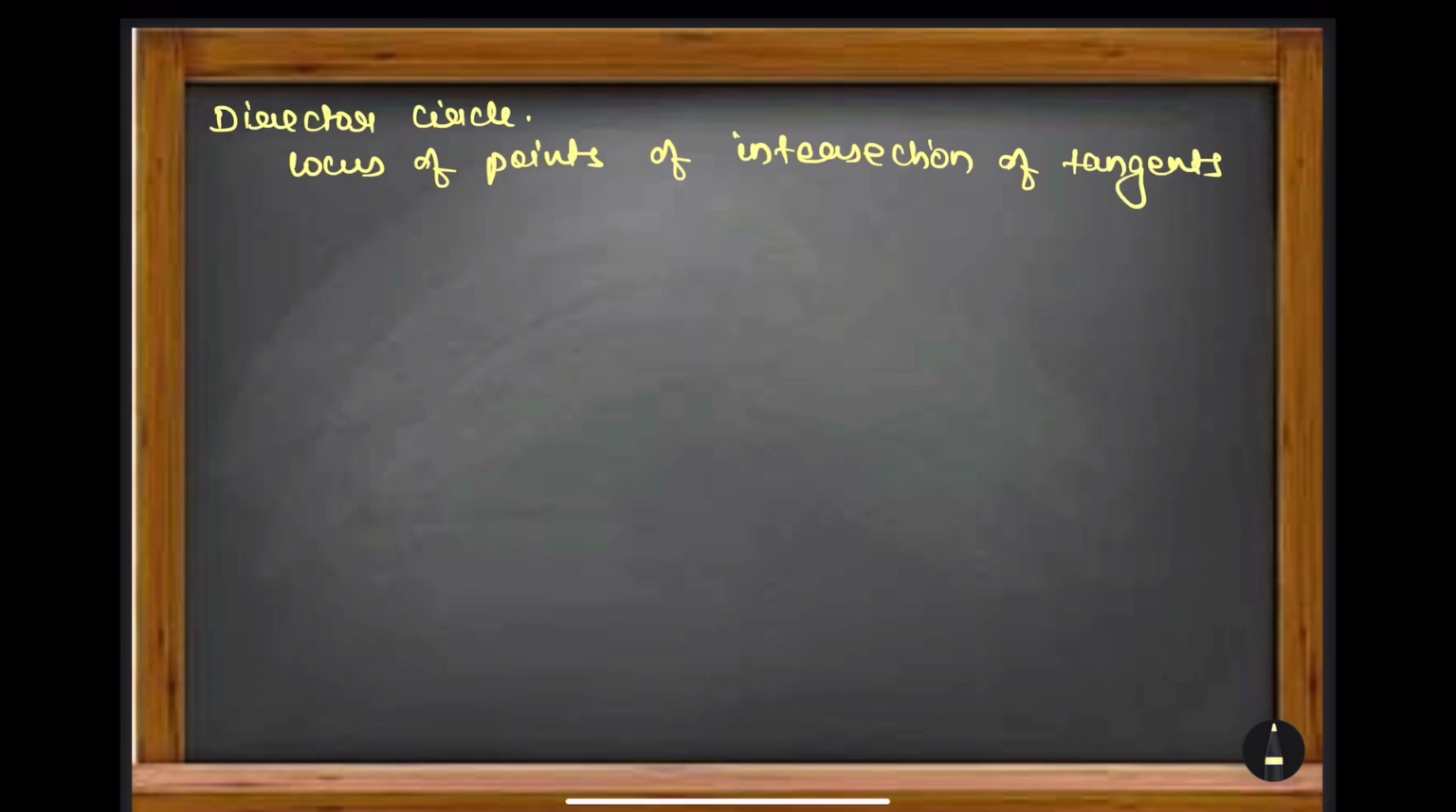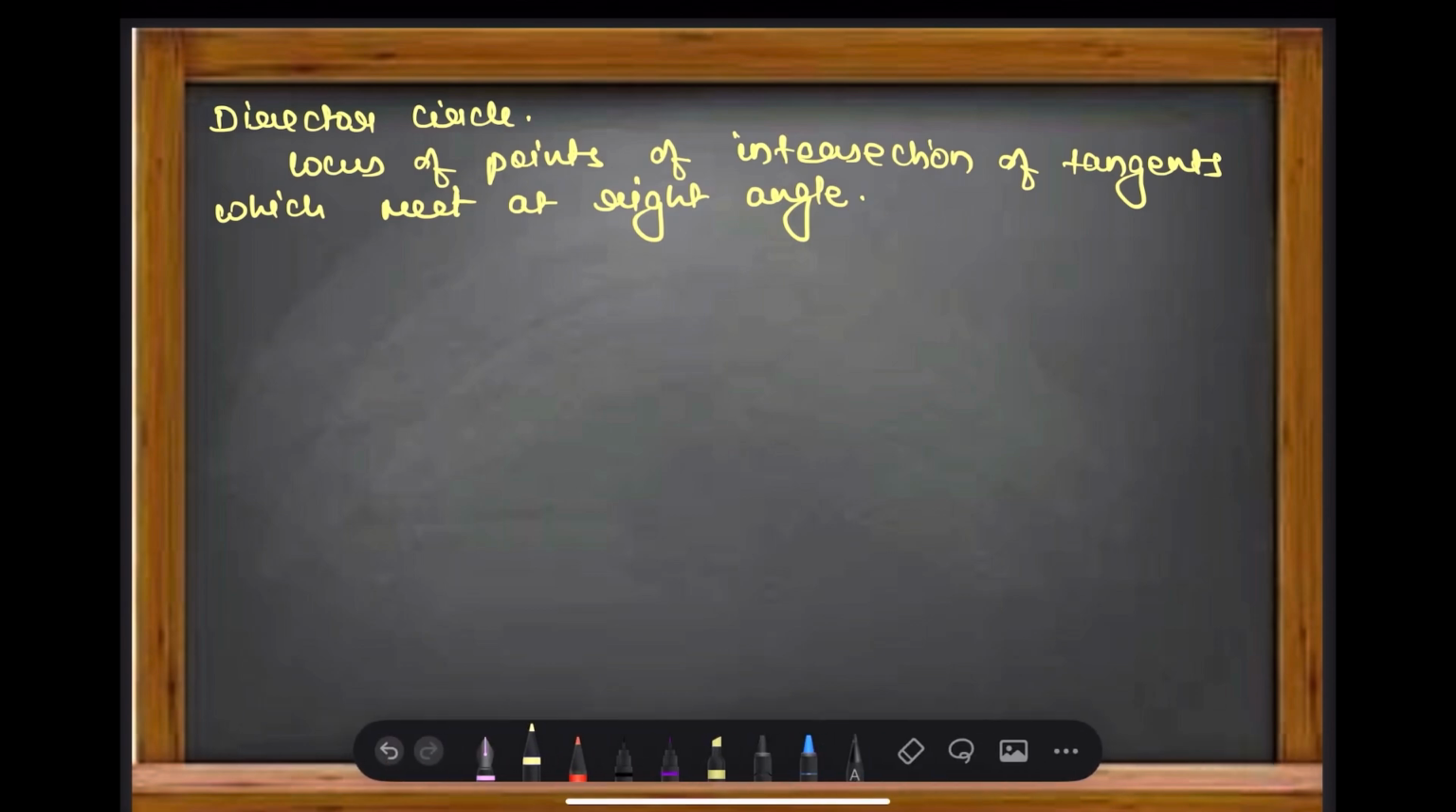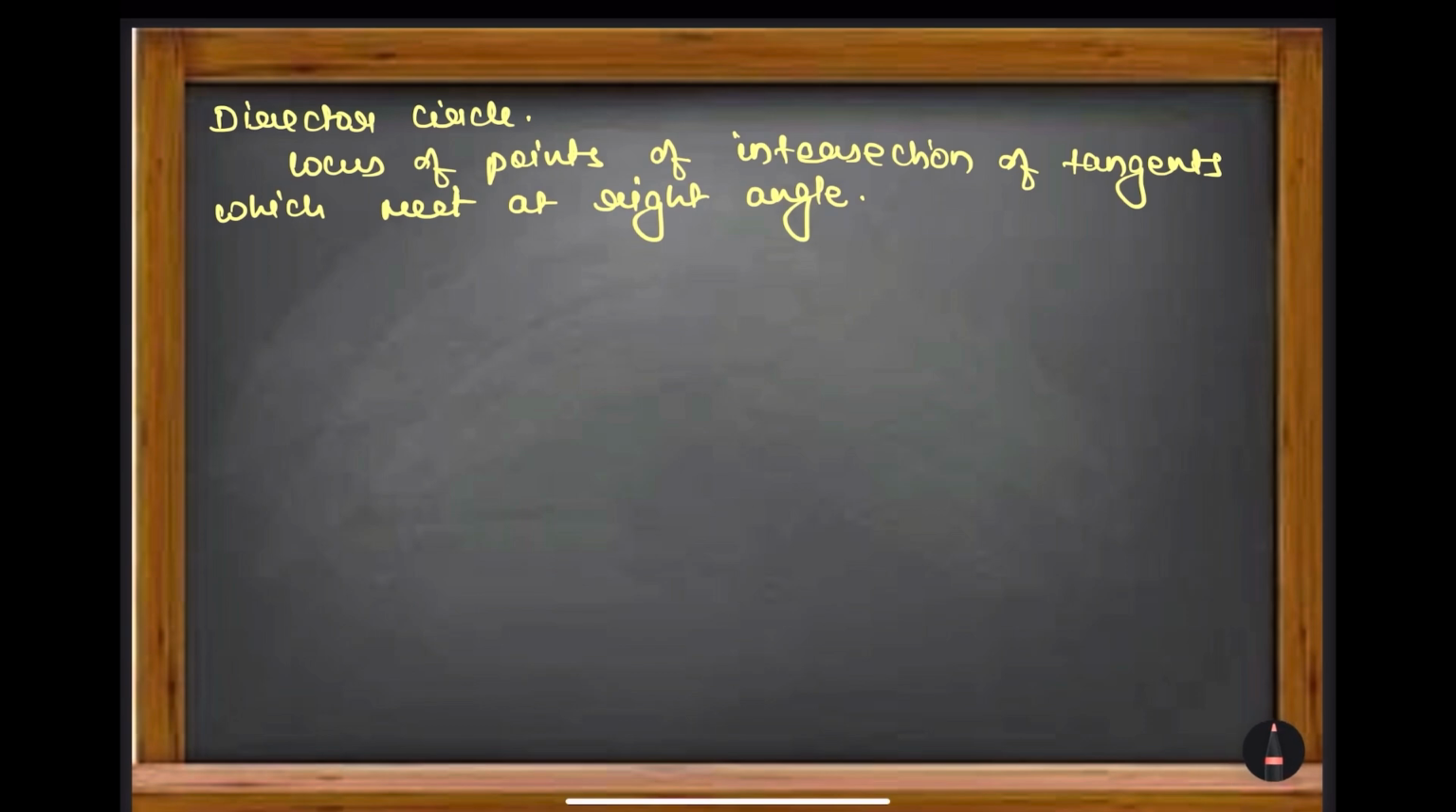Intersection of tangents which meet at right angle. Meaning at the point of intersection of tangents it should make 90 degrees. So the point from where you can draw perpendicular tangents to the ellipse, parabola, hyperbola, circle, these things are called director circle.